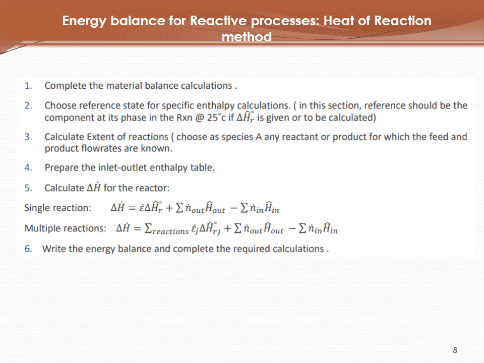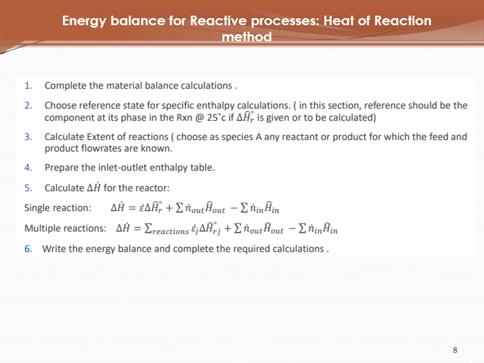And in the third step, you will calculate the extent of reactions. Choose any species, either a reactant or a product, for which the feed and the product flow rates are known. After you do this, we prepare the enthalpy table where you list all the species, and then you calculate the inlet and the outlet enthalpies. The next step is to calculate the change in the enthalpy for the entire reactor.